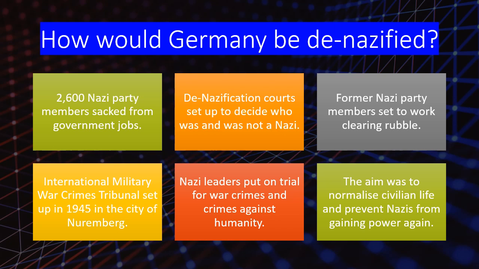How are they going to do it? Various things here. Sack them from all their jobs, set up courts to decide who was and wasn't a Nazi, put the leaders on trial for war crimes and pass sentence on them. Get civilian life back to normal without the Nazis having any influence. Members of the Nazi party made to pay for their crimes, even if it was just clearing rubble out in the streets and stacking the bricks up and hard labor.